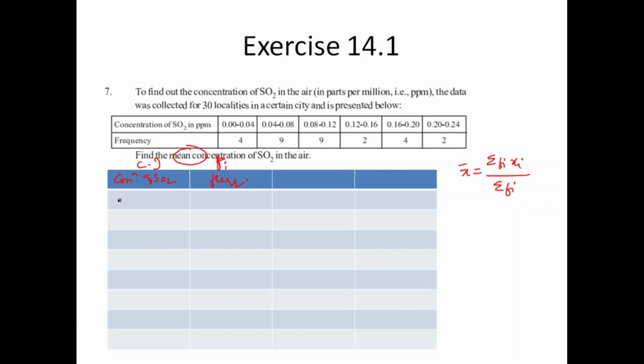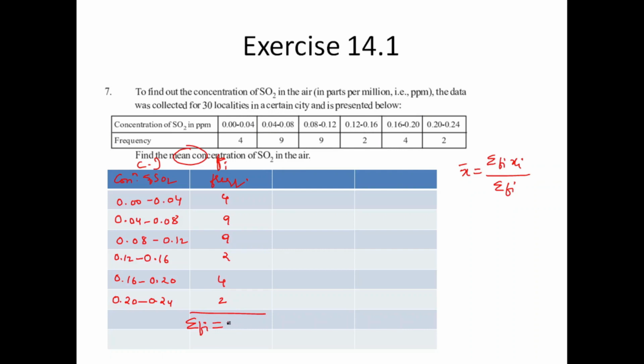So let me write the values here. It is 0.00 to 0.04. Here we'll get 0.04 to 0.08. Here we'll get 0.08 to 0.12. Here we'll get 0.12 to 0.16. Here we'll get 0.16 to 0.20. Here we'll get 0.20 to 0.24. And the frequency is given as 4, 9, 9, and 4, and 2. Alright, so you need sigma of f value, which is around 30.